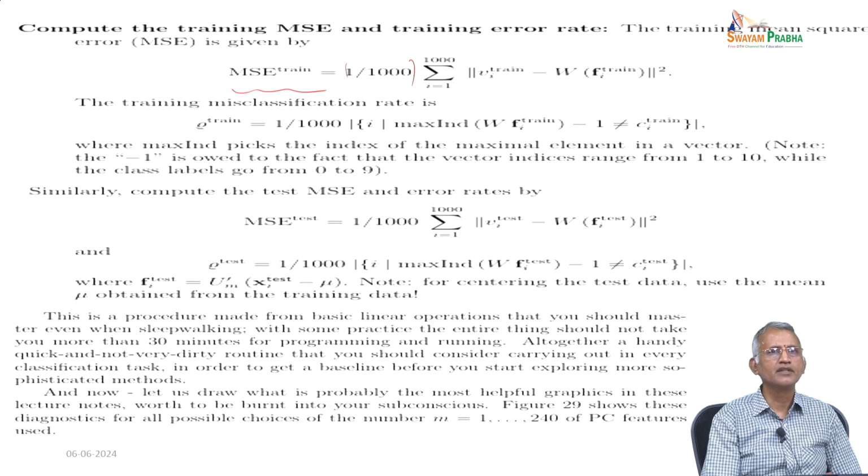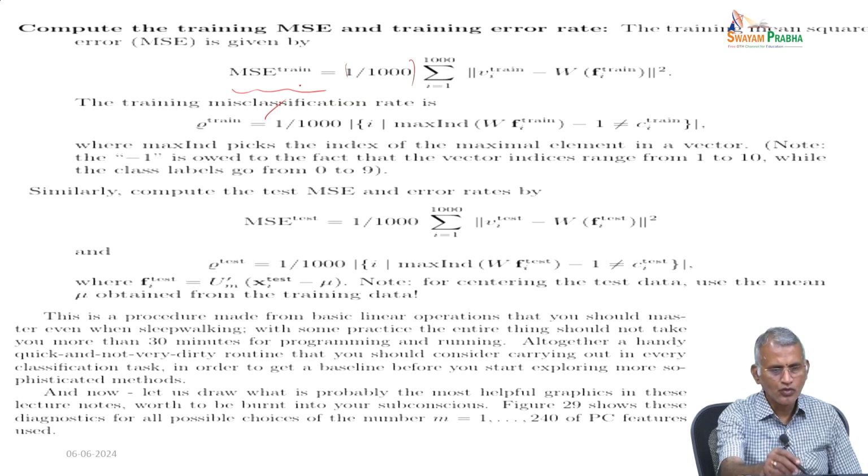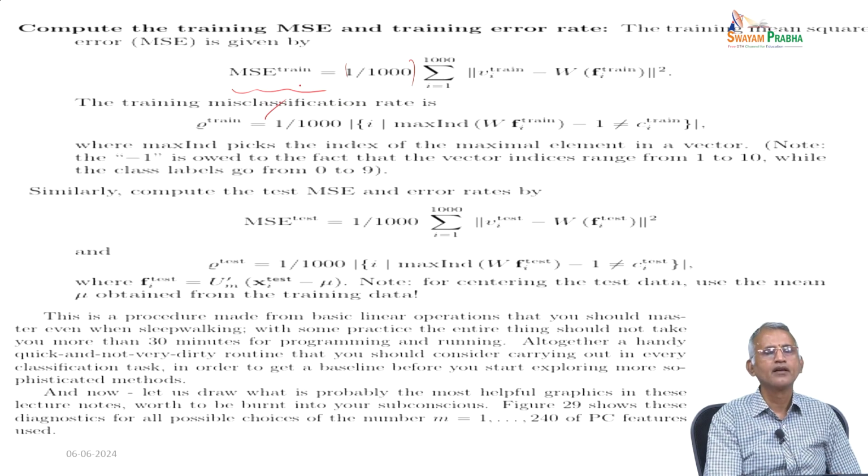So the training misclassification rate is Q train equal to 1/1000 times the number of i such that maxind(W f_i train) minus 1 is not equal to c_i train, where maxind picks the index of the maximal element in a vector. Note the minus 1 is owed to the fact that the vector indices range from 1 to 10, while the class labels go from 0 to 9.